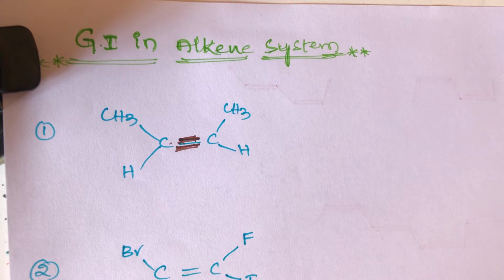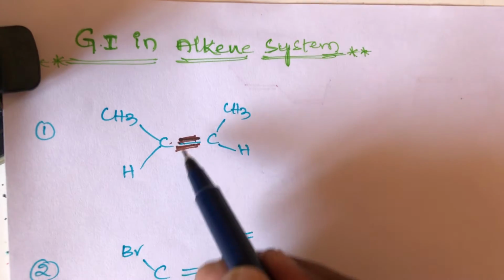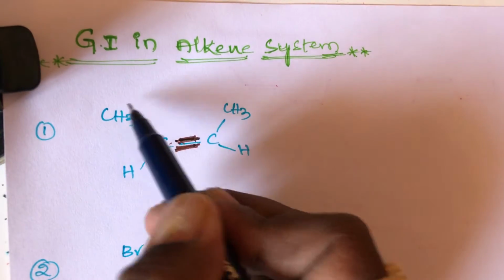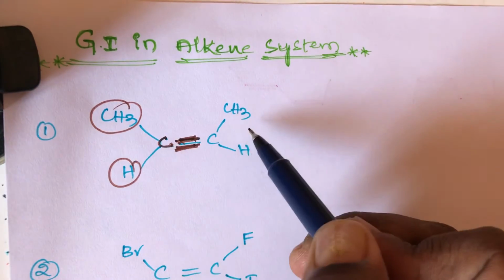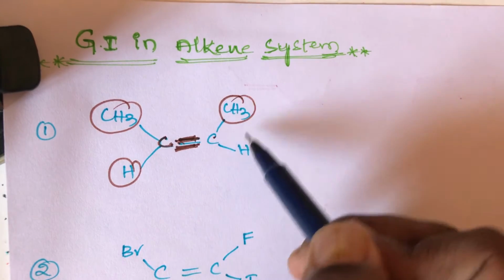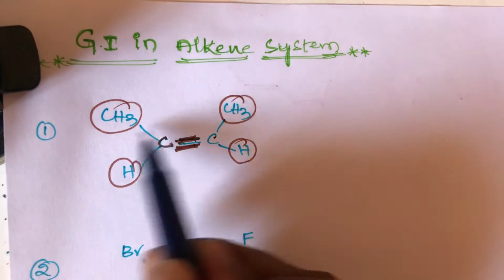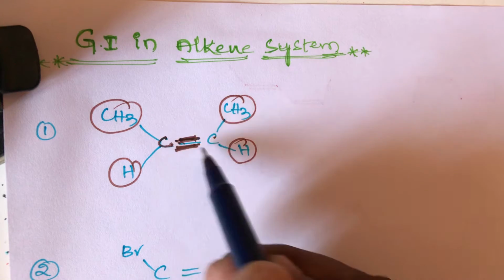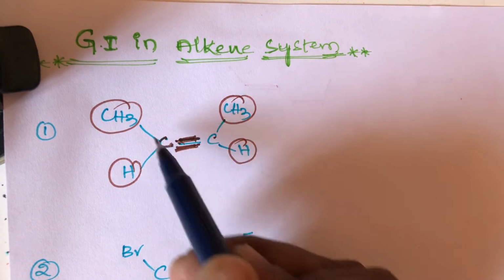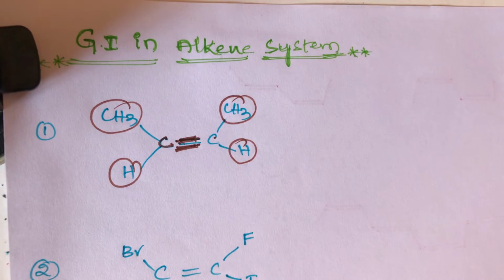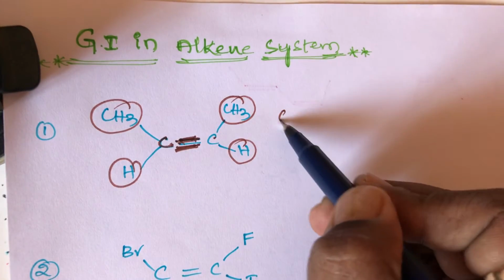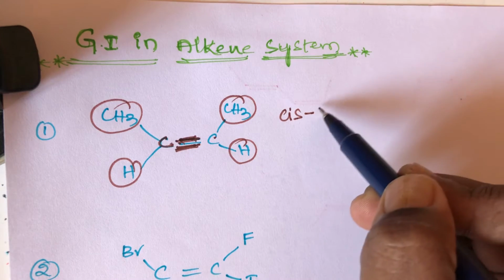What are cis isomers? Cis isomers have the same type of groups or atoms on the same side around the double bonded carbon. Here two methyl groups are there. The first carbon has one methyl group and one hydrogen. The second carbon also has one methyl group and one hydrogen. These two methyl groups are on the same side, so this compound is called the cis isomer, that is cis-2-butene.